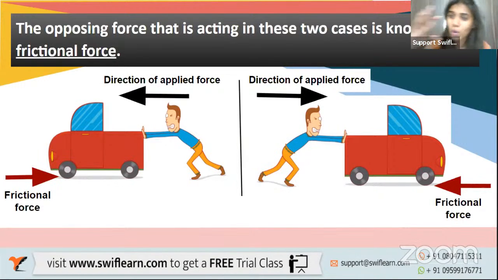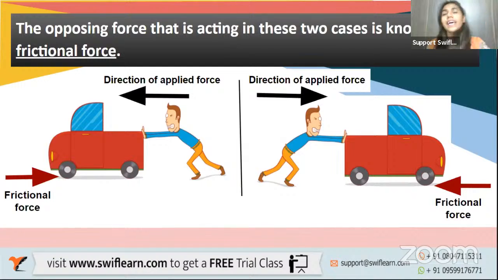Okay, if the ball is rolling this side, the frictional force is acting on the opposite side, and it is acting between the ball and the ground. Okay, the frictional force is acting between the ball and the ground. Clear? So frictional force is basically a contact force.